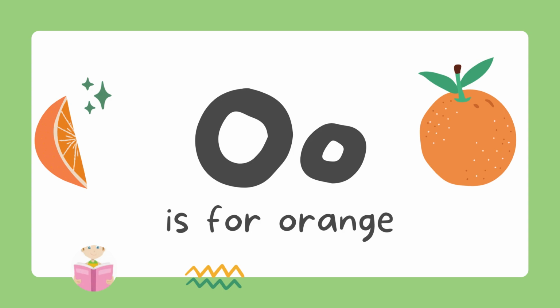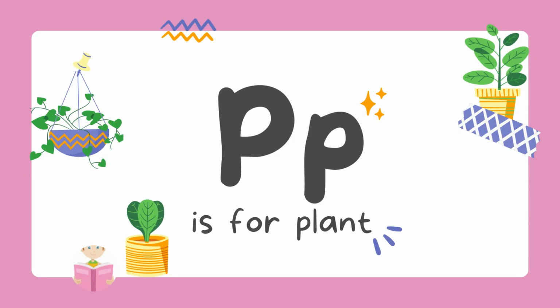Letter O says O. O is for orange. O. Letter P says P. P is for plant. P.